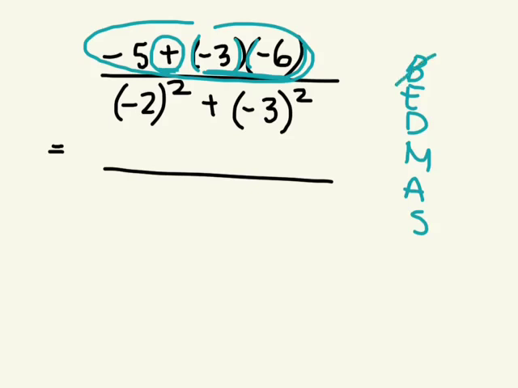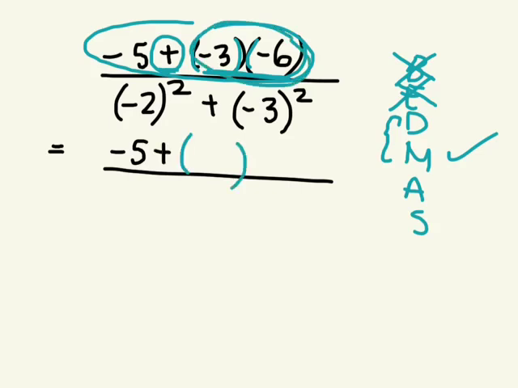We don't have brackets in the numerator. We don't have exponents. Do we have division or multiplication? Yeah. So we need to do the multiplication part first. So we have negative 5 plus, and we're going to solve this part, this negative 3 times negative 6, right? Good, because we know it's a negative and a negative, so it's going to be positive, and 3 times 6 is 18. Okay, so we've done this part.